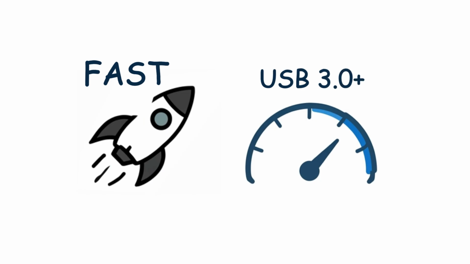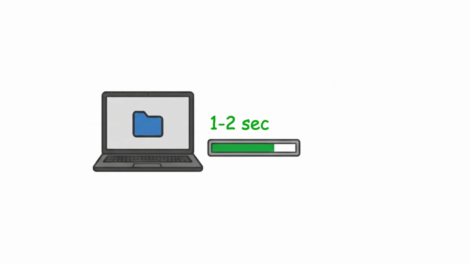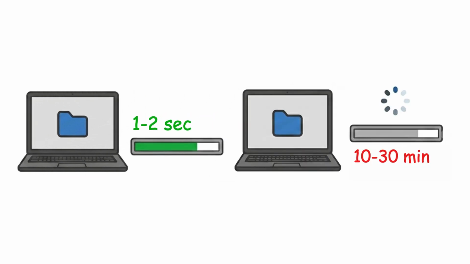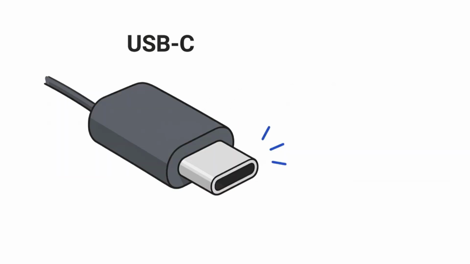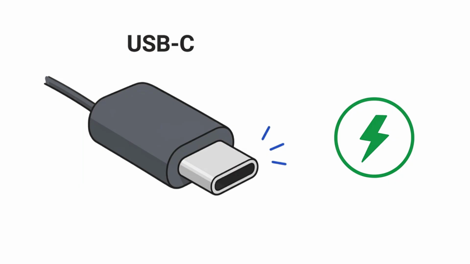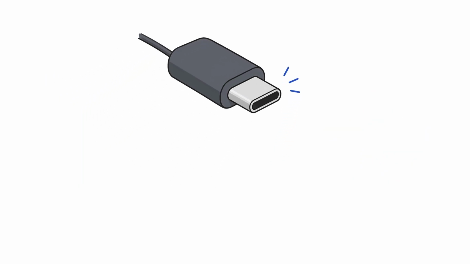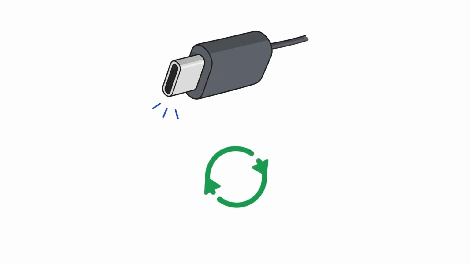USB 3.0 and beyond became significantly faster. They can transfer large files in just seconds, instead of minutes. And then came USB-C. USB-C is the modern standard, and it improved almost everything. It is faster, more powerful, and much more flexible. One of its biggest advantages is its design. You can plug it in either way. There is no upside or downside anymore.